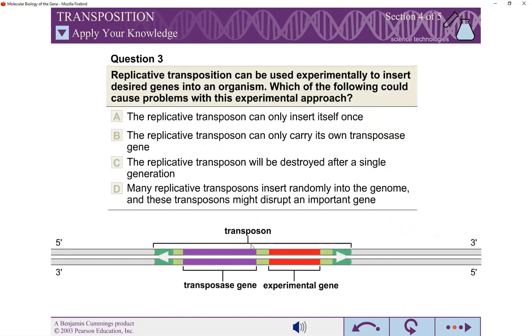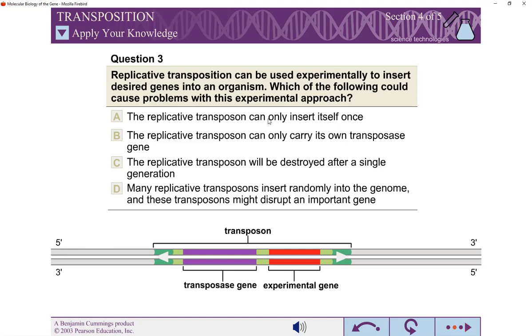Now, transposons can be used to carry a gene to a particular location within the genome. Now, which of these could carry a problem or an error? Which of these can introduce an error in our experimentation and why? Why and how is this error going to be rectified?